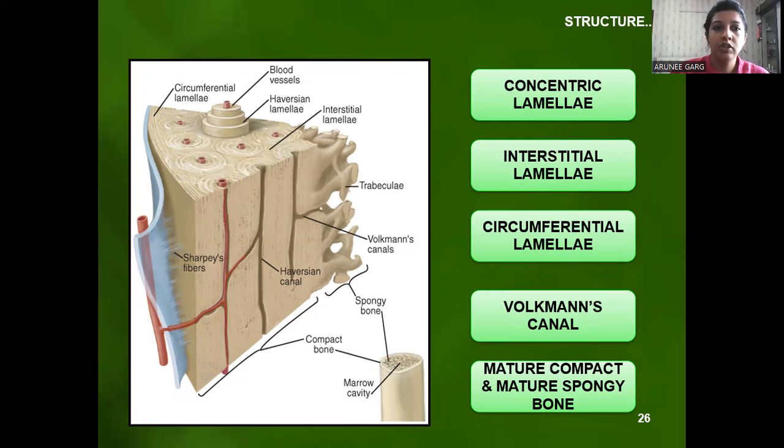The circumferential lamellae run on the inner and the outer part of the concentric lamellae. These are the circumferential lamellae. They are found in the circumference of the bone, hence the name. Volkmann's canals are the canals which carry the blood vessels and nerves from the endosteum and the marrow spaces to the Haversian canal.